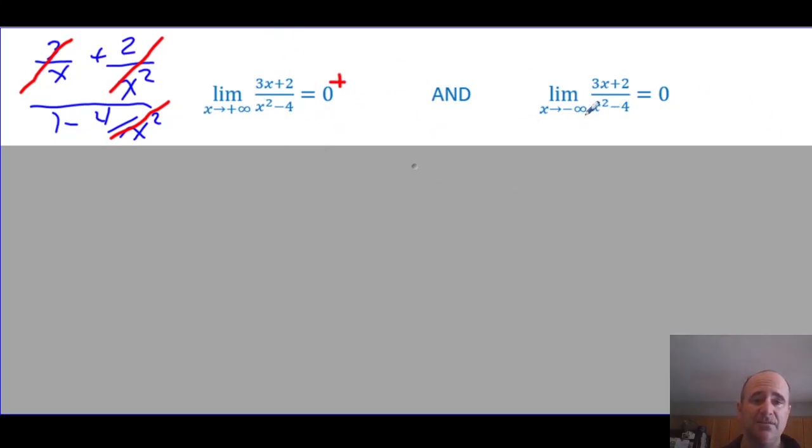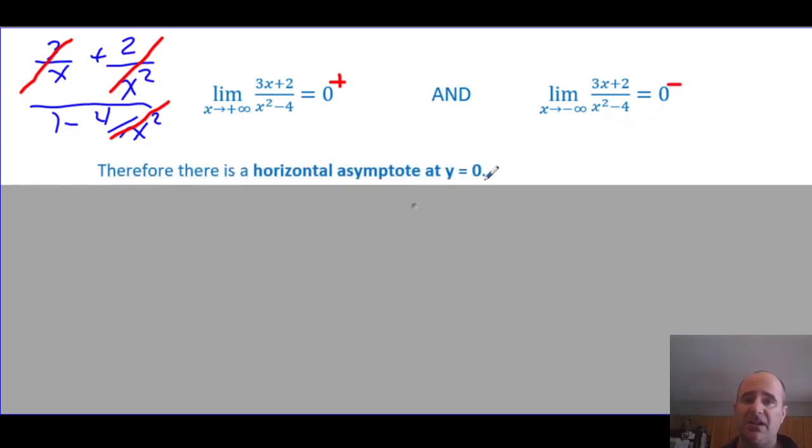Now if x is negative, notice that the numerator will now be a giant negative number, like 3 times negative 2 trillion plus 2, definitely a negative number. And on the denominator, though, it's still going to be a positive number because when you square a negative, you get a positive number. So this one will actually be 0 from below. So there's a horizontal asymptote at y equals 0. I don't even need the above or the below to make that conclusion, but this will help me with my graph.